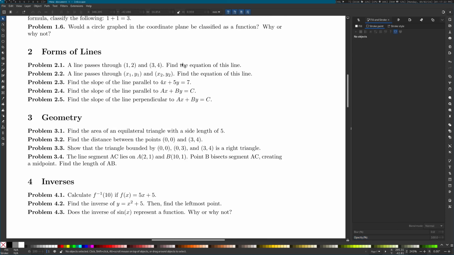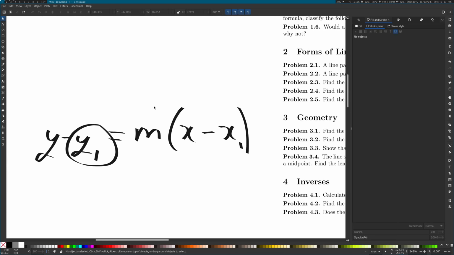A line passes through point 1, point 2, and point 2, point 3. Find the equation of this line. So notice here, we're not actually given any numbers. She wants us to find the formula of a line that passes through these 2 points. We can actually just use point slope again.